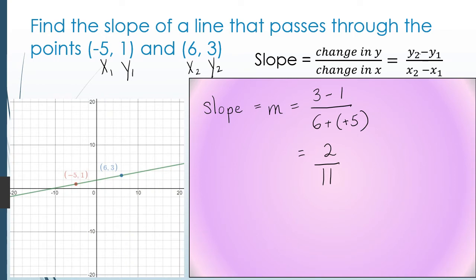If you were to graph the points -5, 1 and 6, 3, and draw a line through those points, you can tell that that's a positive slope, and we got a positive slope for our answer. And let's think about the rise over run. If we counted up 2 units and went right 11 units, would that get us to another point on the line?